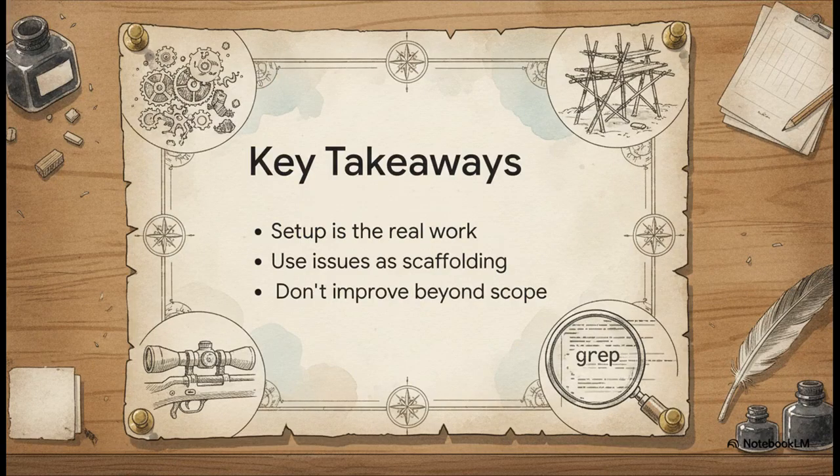So what should we really take away from this explainer? First, environment setup is the real work. Please don't let toolchain friction make you feel like you're failing. It happens to everyone. Second, use detailed issues as scaffolding to understand the underlying architecture, not just as spoilers to copy-paste. Third, don't try to improve things beyond the specific scope of the bug. The narrow, disciplined fix is usually the most sophisticated one. And finally, grep before you guess. Always verify exact strings and types right in the source code itself.